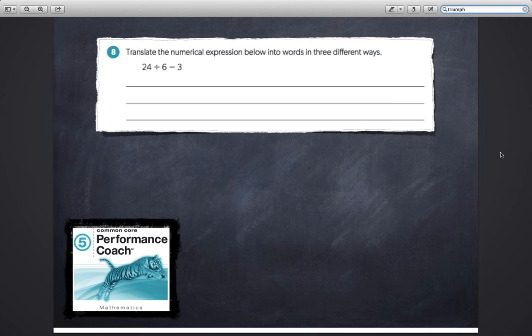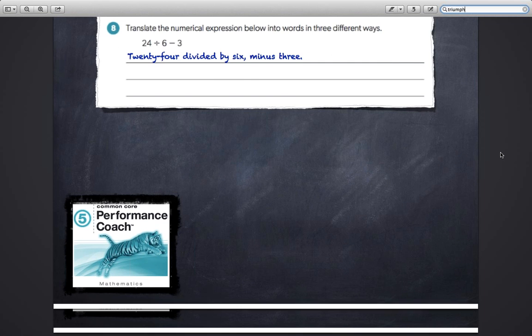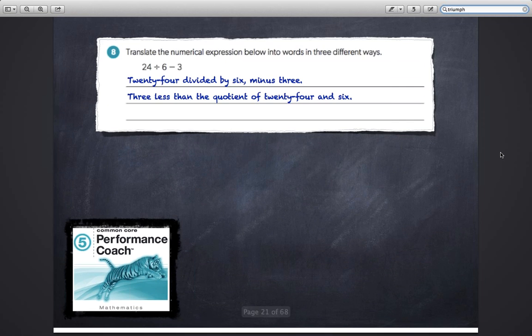So one of the things that I love about Triumph Learning's Performance Coach is they're constantly having students do writing, right? Even with things like "translate this numerical expression below into words in 3 different ways." We've got those symbols, but a student could write 24 divided by 6 minus 3. They're taking the symbols and putting them into words. They could have 3 less than the quotient of 24 and 6, or they could even have the quotient of 24 and 6 minus 3.